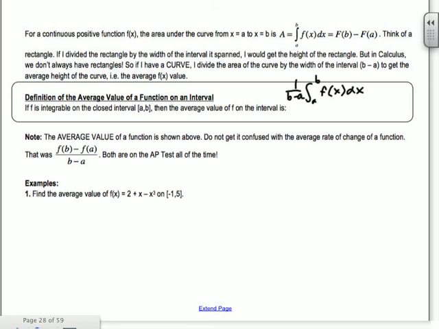All right. So the average value, basically, you would add up all of the heights of the rectangles. So if you have an infinite number, there's no width there. So this is adding up all the heights, right? And divide by the width of the space.